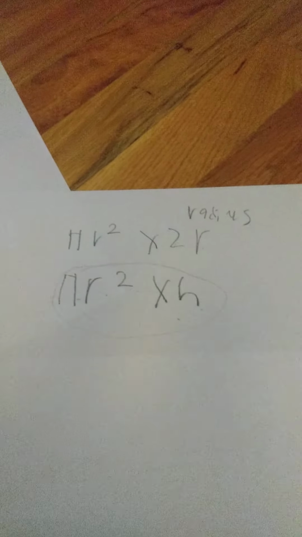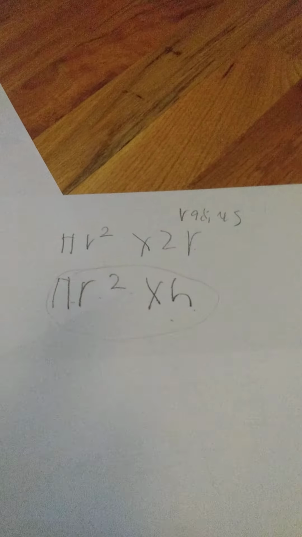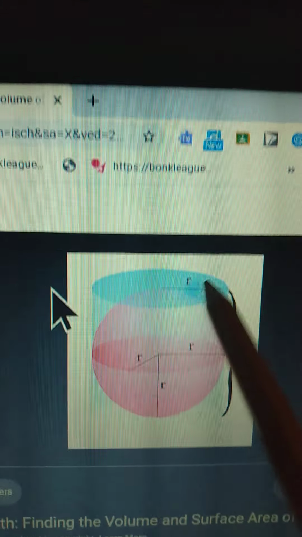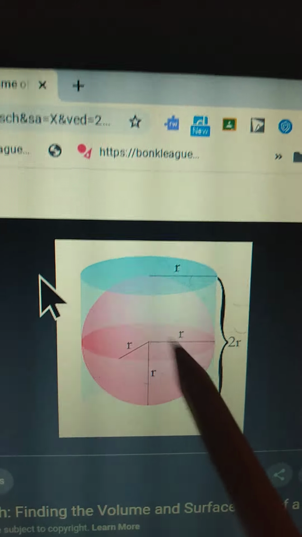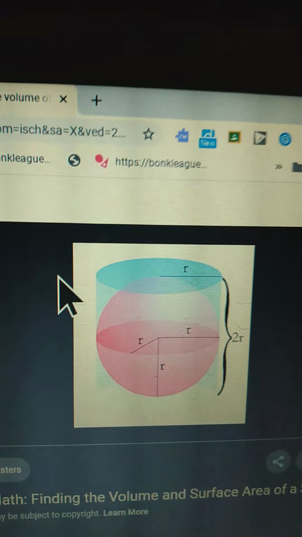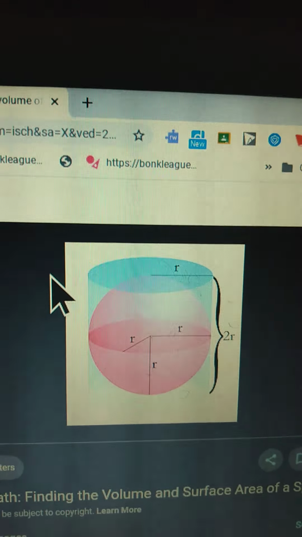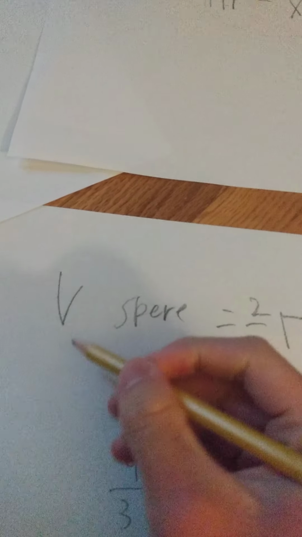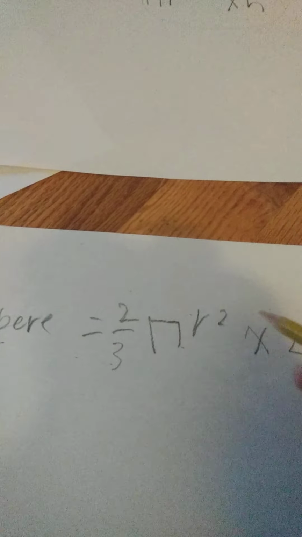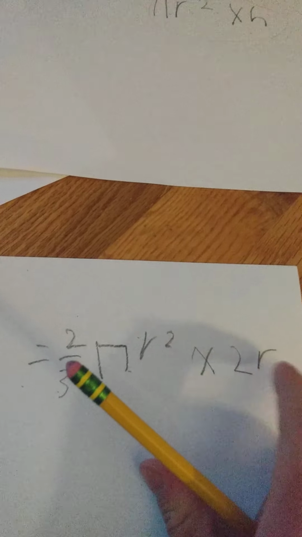But with the sphere, he had to take more time on what the sphere is. And after he found out the formula of a sphere, he found out that the sphere took up 2/3 the volume of a cylinder. Basically, the sphere would still fit, but there's room to spare because the sphere is 2/3 the volume of a cylinder. Now Archimedes came up with this idea: the volume of a sphere equals 2/3 pi r squared times 2r.